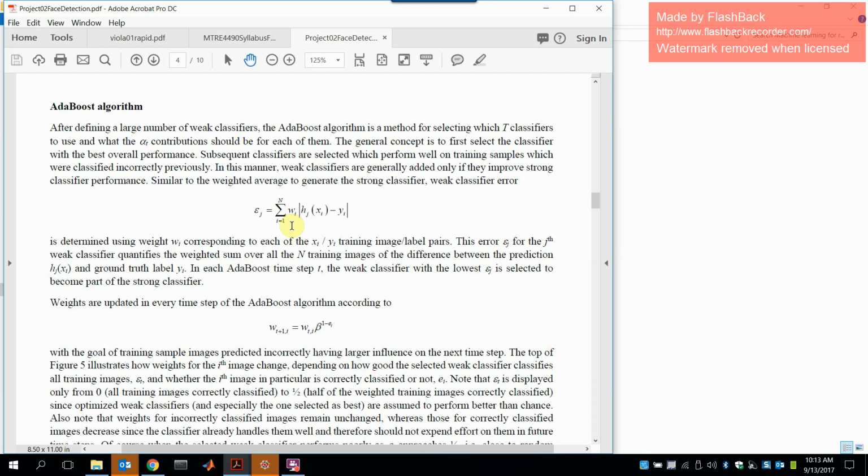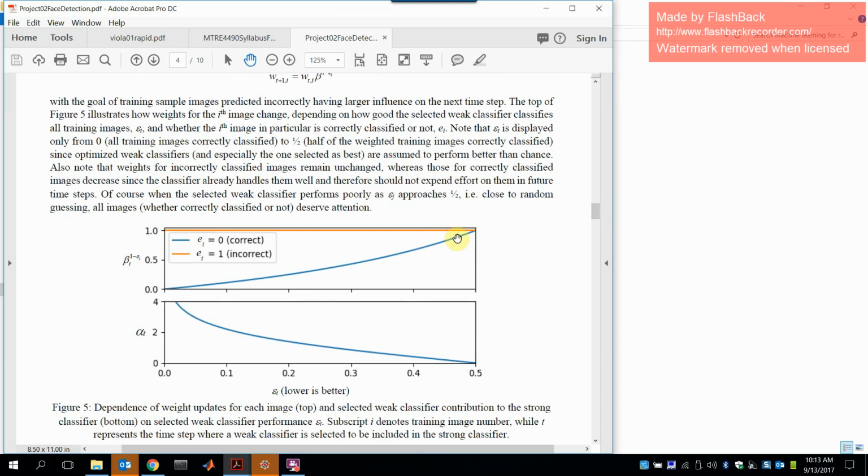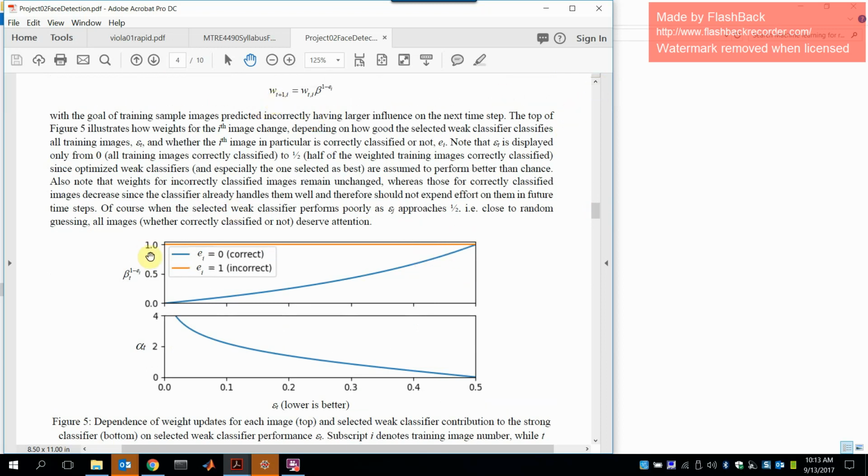so that the images that are incorrectly calculated get more strength in the error measurement. Okay? And so I added this figure here. The top figure is for how the weights for each individual image gets updated. Okay, and I'll talk about the one down on the bottom in a second. So, this beta raised to the 1 minus EI power. Okay, now what EI is for that image.